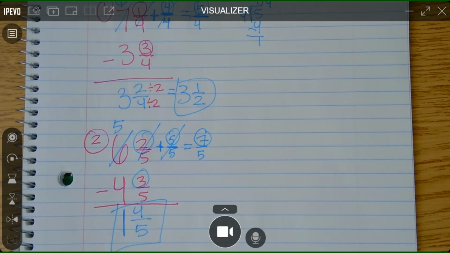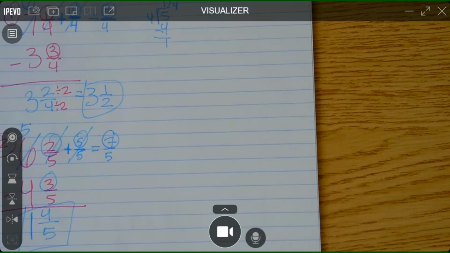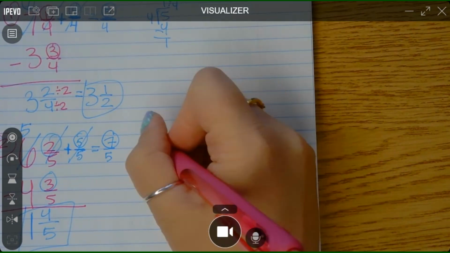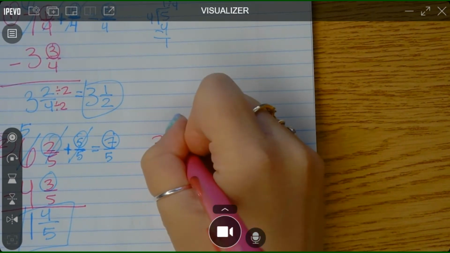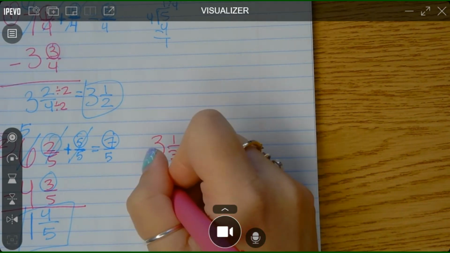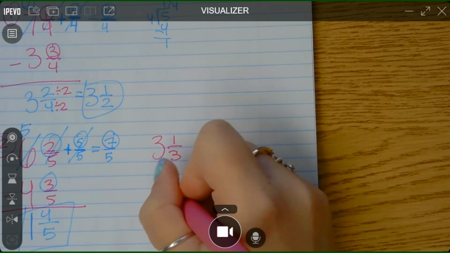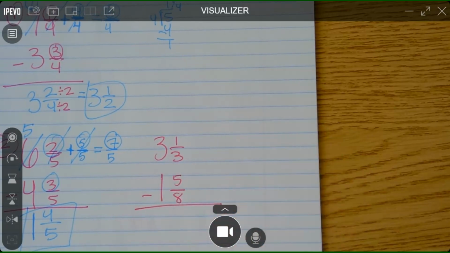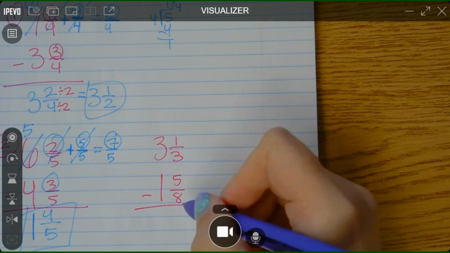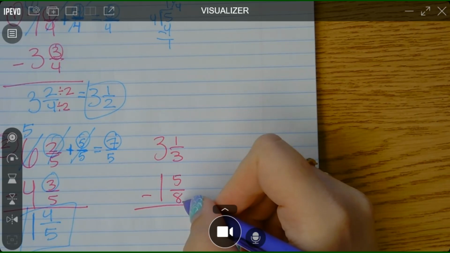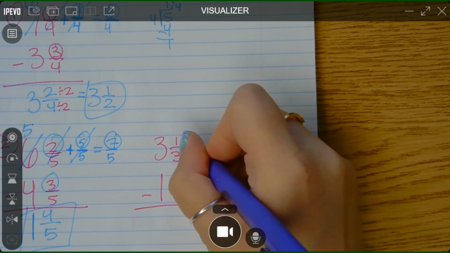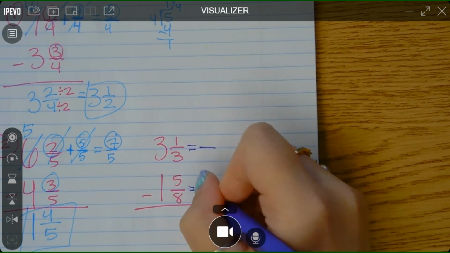Okay, so if they don't have the same denominator, like this one, let's say you have 3 and a third and 1 and 5/8. Well, my first step is to get a common denominator. So ask yourself, what can 3 and 8 both become? Well, the bigger number is 8. Can 3 become 8? No. 8 times 2 is 16. Can 3 become 16? No. And 8 times 3 is 24. So yes, they both can become 24.